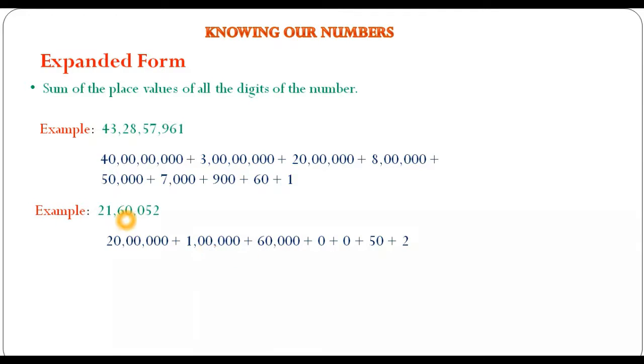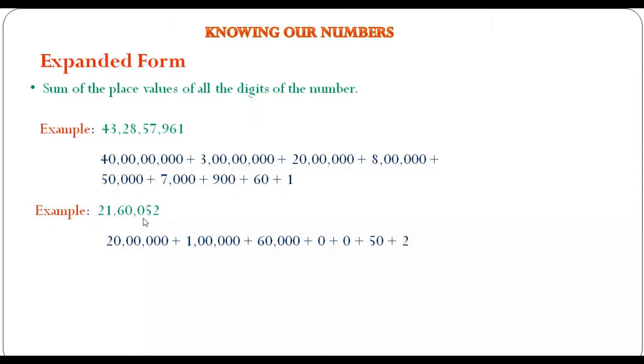Plus 6 is at 10,000's place. So 6 into 10,000, that's 60,000, plus 0. Why 0? Because if you remember in the previous lecture, I discussed with you that the place value of 0 is always 0, right? Because whenever 0 is multiplied by its position, you will get again 0. So here 0 is at thousands place, but 0 into 10,000 you will get 0. So you just have to write 0, okay?